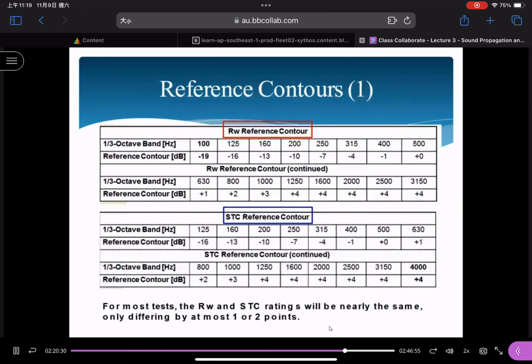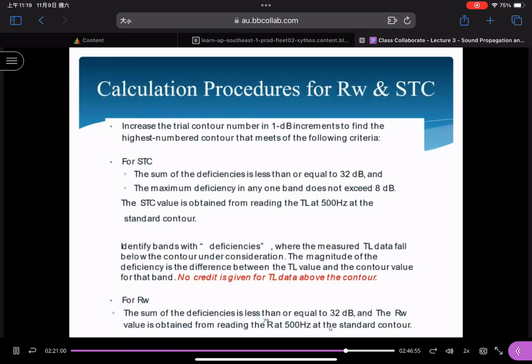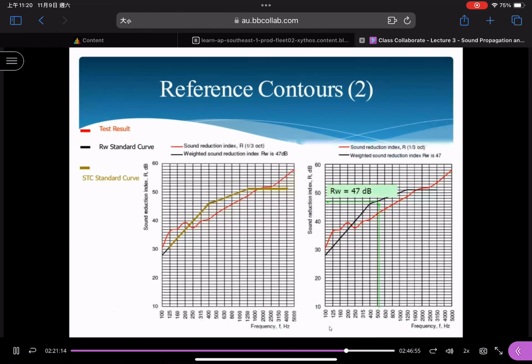In this figure, the upper part is the weighted reduction index, and the lower part is the STC weighting. When you compare the first and the second table, the corresponding levels are the same. For example, at 125 Hz, the reference contour is minus 16 dB. Okay, please pay attention. These are not absolute values. They are just reference values only. When we check the weightings of the material, we follow these two conditions. And let me show you an example.